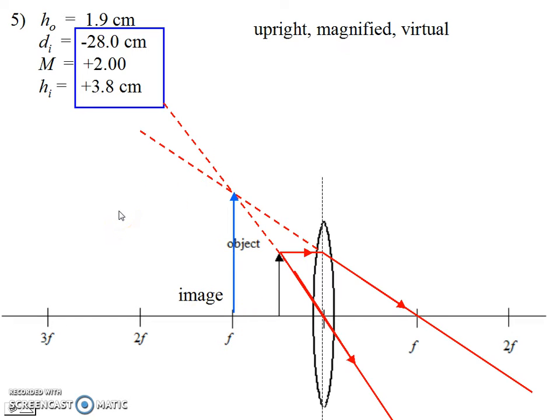Let's see if it correlates to our prediction. Is it upright? You bet. Magnified? Oh yeah. Virtual? Let's think about this. If this is a source of light, like a candle or a light bulb or something like that, I put a screen over here, will light from this go onto that screen?